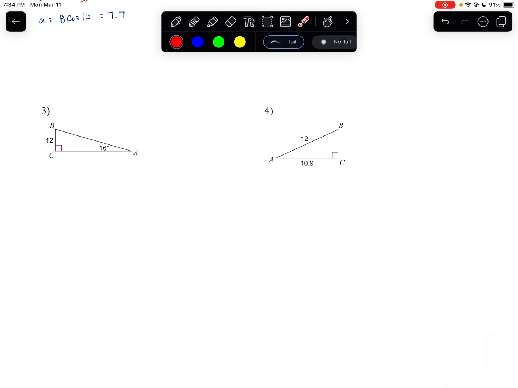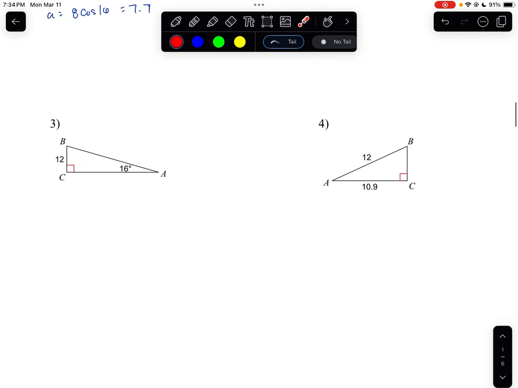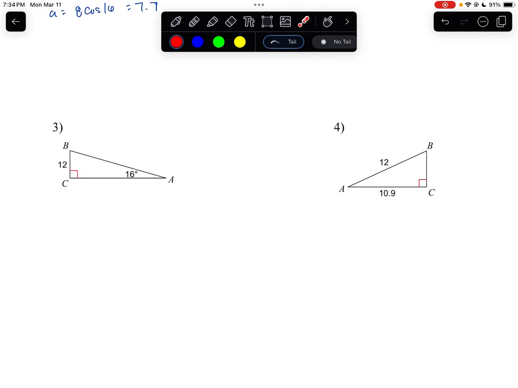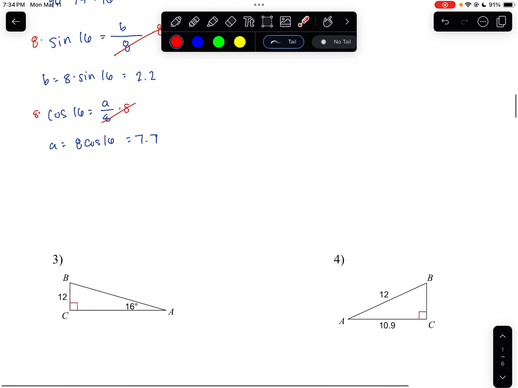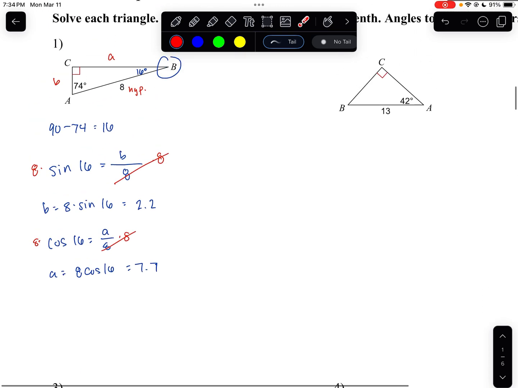Okay, so yeah, let's try B. So I have this angle right here, and I need this angle.